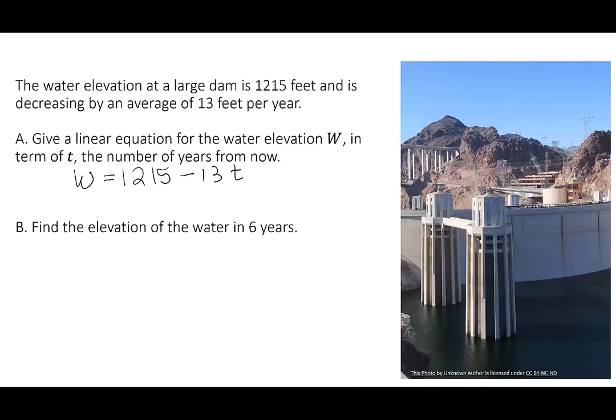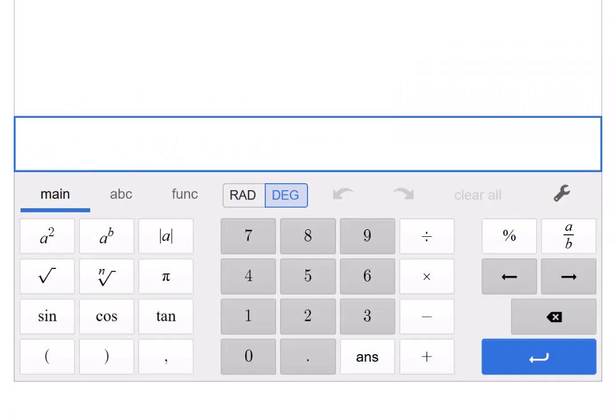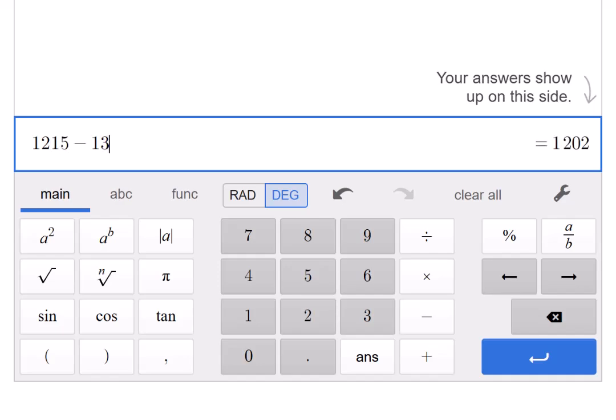Then it says find the elevation of the water in 6 years. So let's write W is equal to 1215, and then we're going to do minus 13 times 6. Let's try that in our calculator. If we put in 1,215 minus 13 times 6, we get 1,137. This tells us the elevation of the water in 6 years will be 1,137 feet.